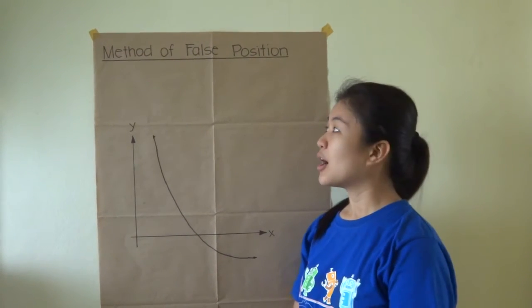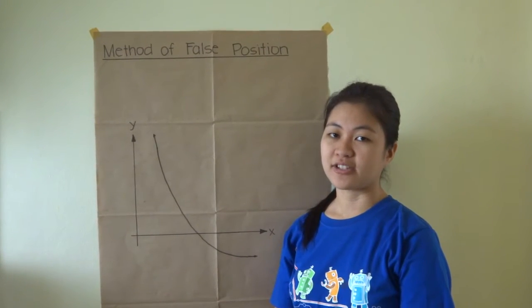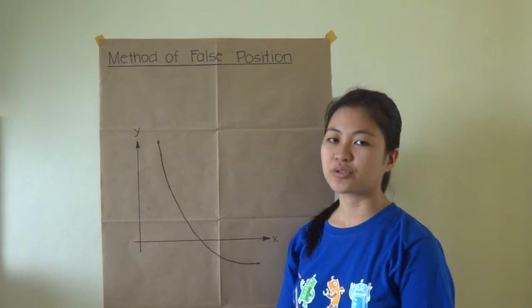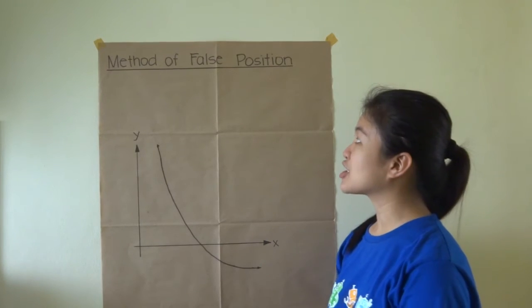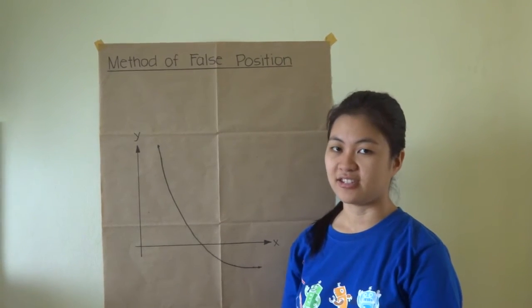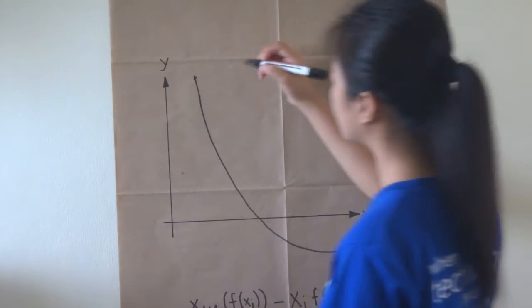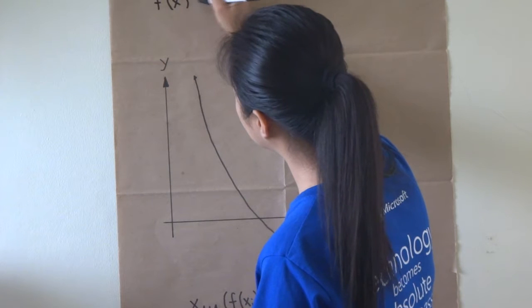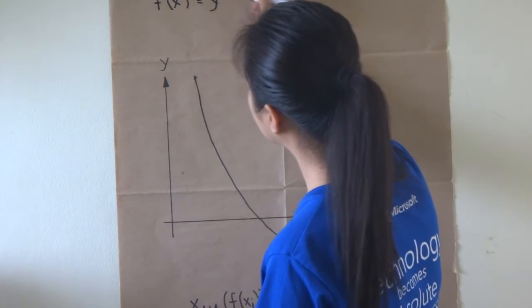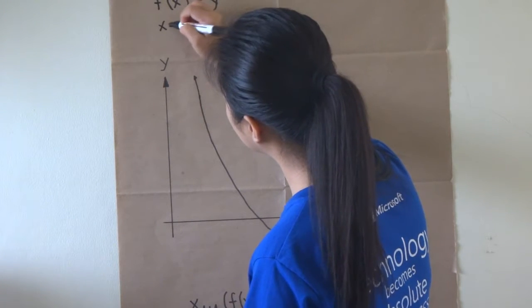In this tutorial, we will be dealing with numerical methods, particularly finding the root of a nonlinear equation using the method of false position or the regula falsi method. Suppose we have a function f of x equal to y. We want to find the root, or the value of x, if f of x is equal to 0.